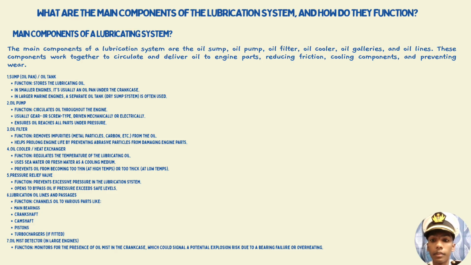The fifth one is the pressure relief valve. Its function is to prevent excessive pressure in the lubrication system; it opens to bypass oil if pressure exceeds safe levels. The sixth one is lubrication oil lines and passages. Their function is to channel oil to various parts like main bearings, crankshaft, camshaft, piston, and the turbocharger if fitted. And the seventh one is the oil mist detector in large engines.